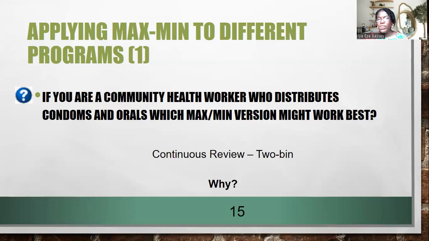So that 2-bin variation, I had explained it before in my earlier lecture. If you can go back to lecture 4, where I talked about the different max-min control systems. In the 2-bin variation, you have 2 cartons of, like, condoms. If they finish using 1 carton of condoms, they just replace it with a new carton. So very, very easy.